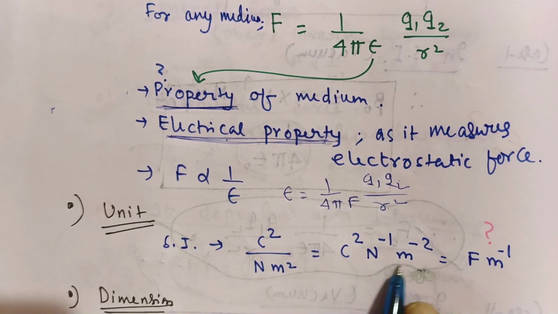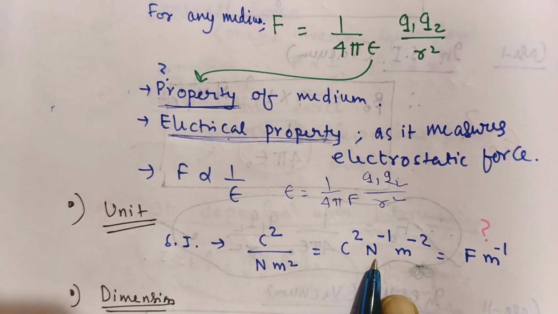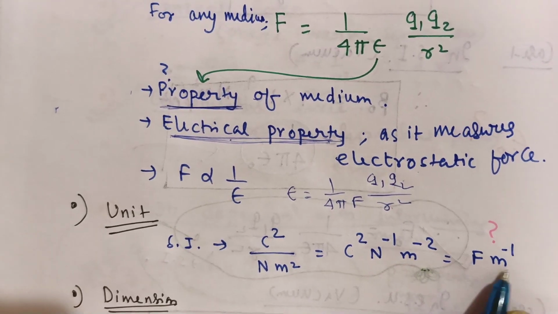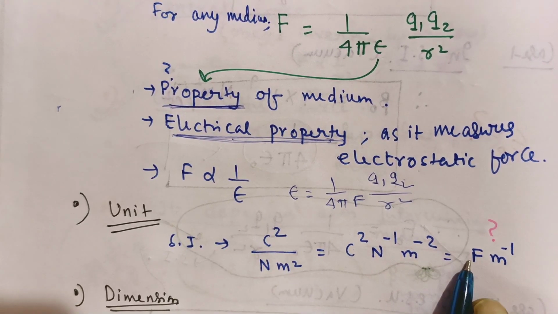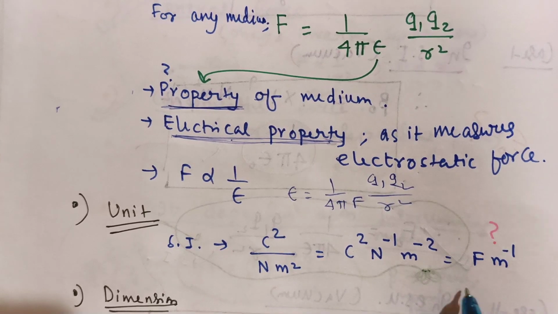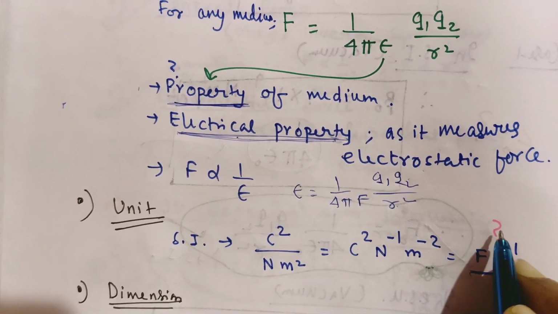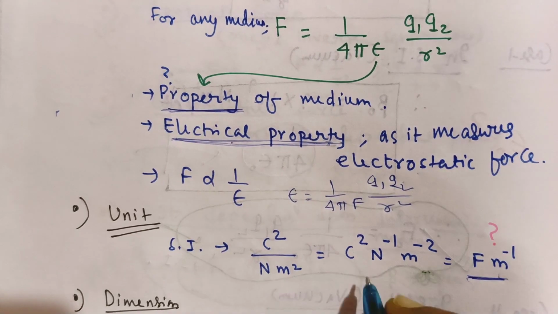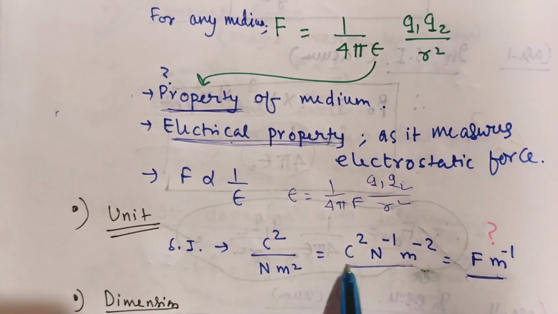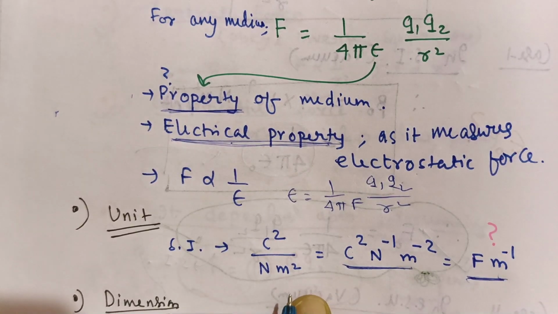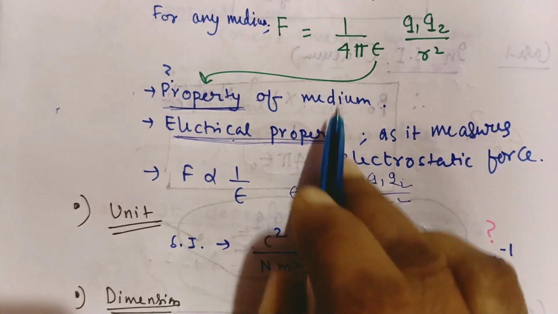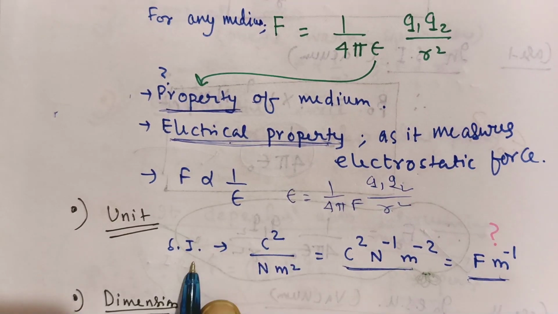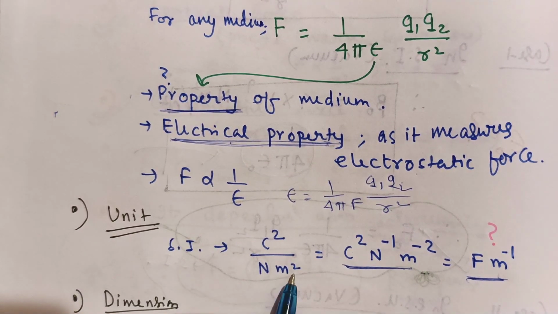In SI format you can write Coulomb square Newton inverse meter to the power minus 2. Another unit is also attached here. It is read as Farad per meter. How this unit comes, we will discuss later when we discuss Farad. Now you can understand this unit and use it. If you do not remember, then you come to the formula, and you can easily calculate the unit of epsilon. So the SI unit is Coulomb square per Newton meter square.